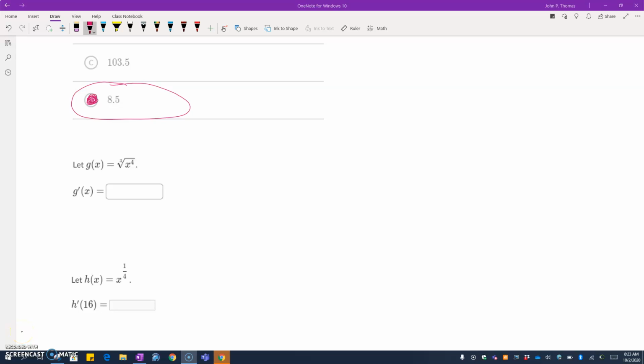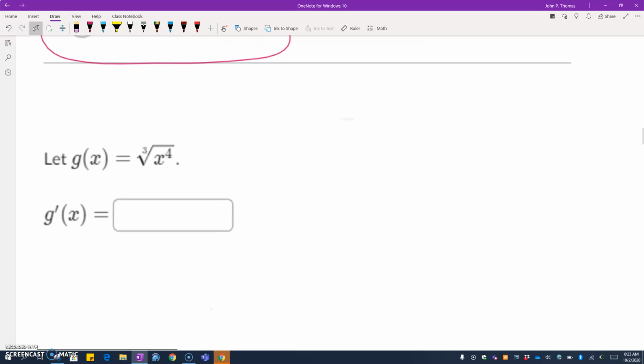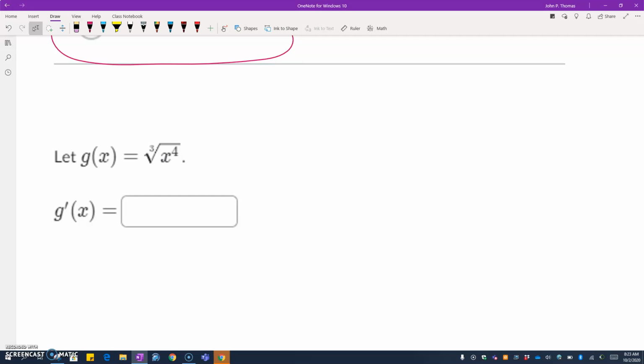All right, moving on to the next homework assignment where we had to rewrite things in order to apply the power rule. The next most missed question was this one, and it was g of x equals the third root of x to the fourth, and it wanted you to find g prime of x.